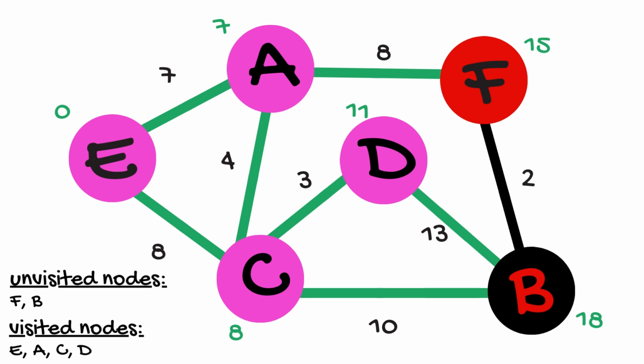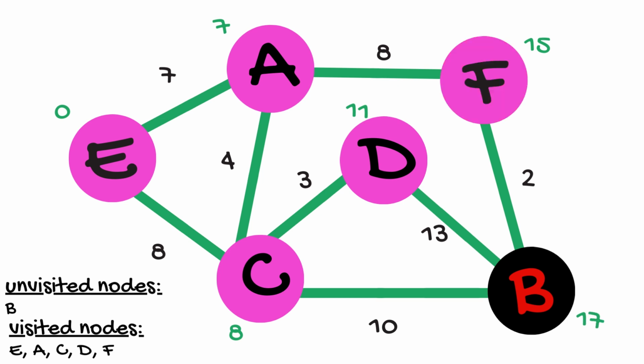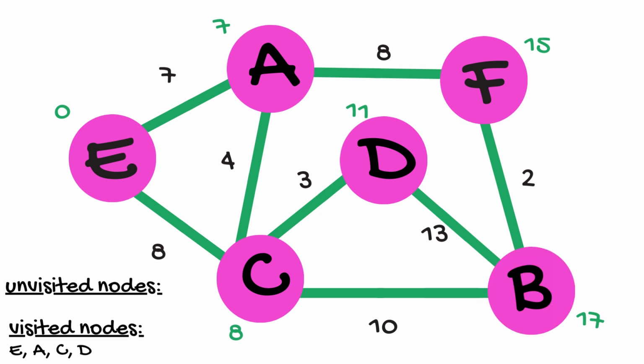Cool, so now we're left with two nodes, F and B. As F has a shorter distance from node E than B, we pick F. Whilst we cannot update the distance of node A, as the distance from node A to F is 15 and the weight of the edge between F and B is 2, we can update the distance of B from 18 to 17. We have finished with F and are now left with B. We can't update any of B's neighbour nodes, so B has now been visited and boom, we've just run Dijkstra's algorithm.